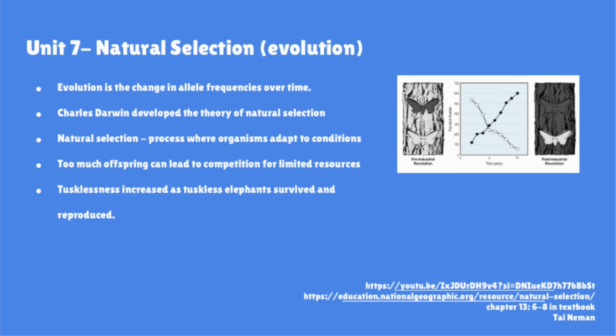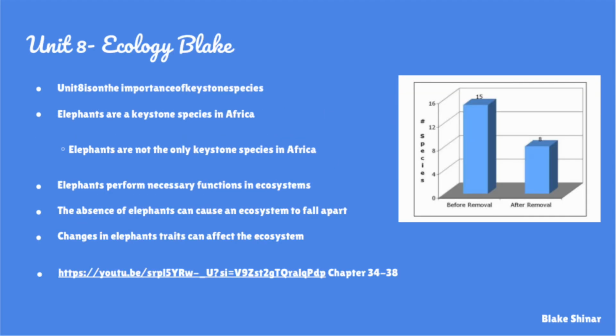Unit 7 talks about how evolution is the change in allele frequency over time. Charles Darwin developed the theory of natural selection, which explains how organisms adapt to their environments. When too many offspring are produced, competition for resources occurs. In elephant populations, poaching has increased the number of tuskless elephants because tuskless elephants are more likely to survive and reproduce. This is an example of natural selection and evolution caused by environmental pressures.